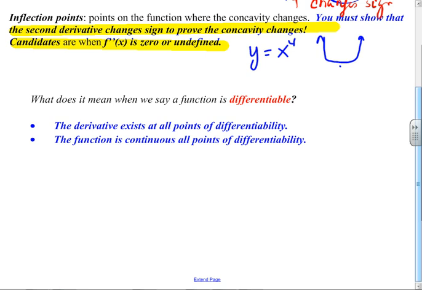Okay, you should be writing this down. Are we ready? When you say it's differentiable, the derivative exists. And for a derivative to exist, the function must be continuous.